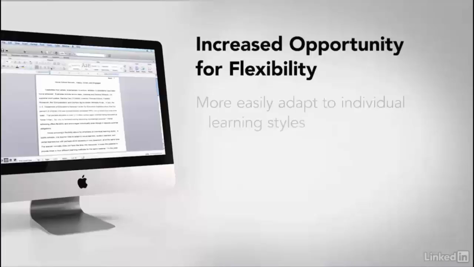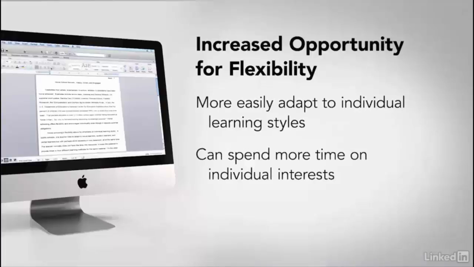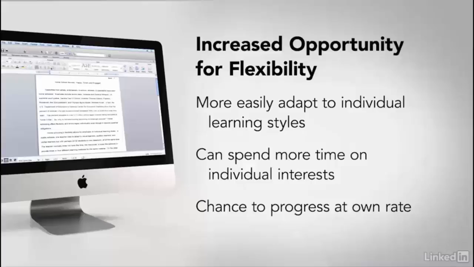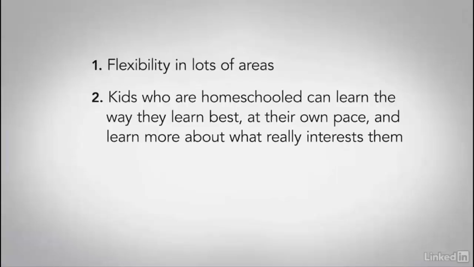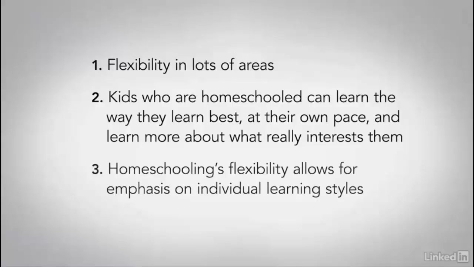Based on the outline, that first key point will have 3 or possibly more support paragraphs. Each of those paragraphs will need a clear topic sentence. Look at these 3 possible choices for the first topic sentence. Flexibility in lots of areas. Kids who are homeschooled can learn the way they learn best at their own pace and learn more about what really interests them. And homeschooling's flexibility allows for emphasis on individual learning styles.